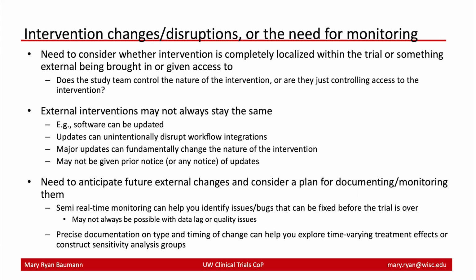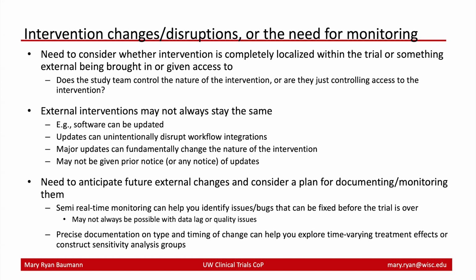So this might involve semi-real-time monitoring to help you identify issues or bugs that can be fixed before the trial is over. This might not always be possible if you have big data lags, especially if you have multiple systems that are a part of the trial, or if you have data quality issues that you were planning to clean up after the trial is over, but when you're in the course of the trial, it's difficult to have that data be up to quality.